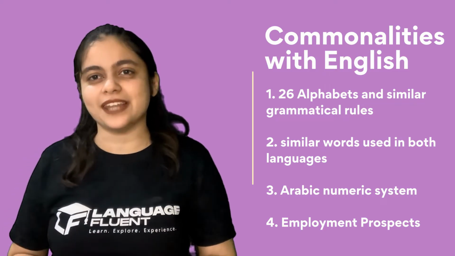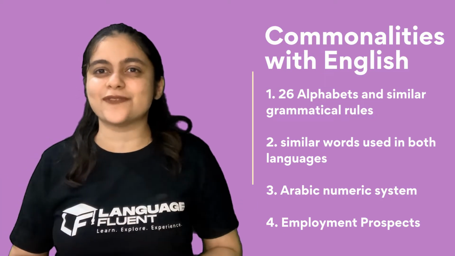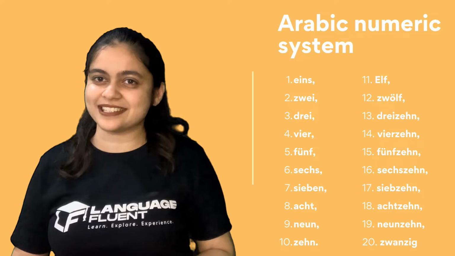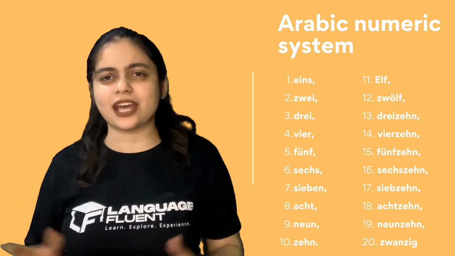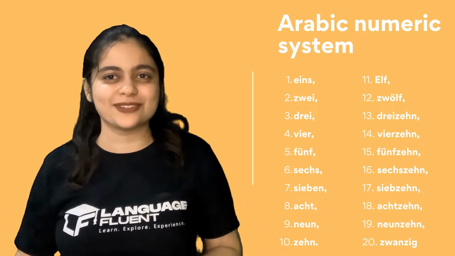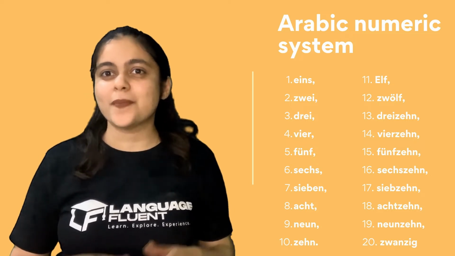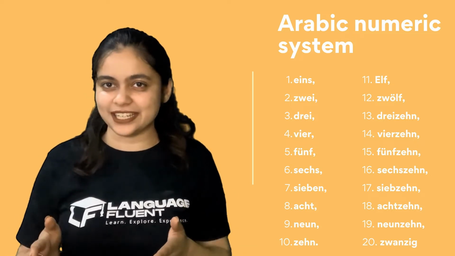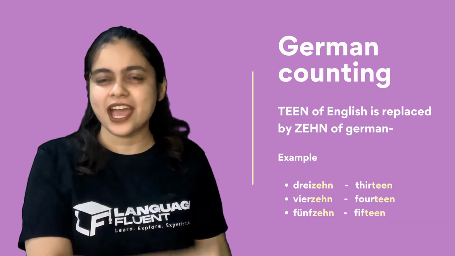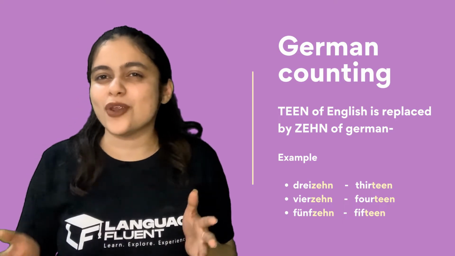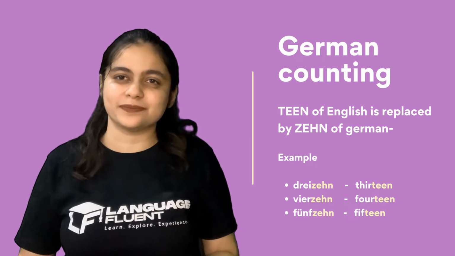Another very interesting similarity between English and German language is that both of these languages follow the Arabic numeric system. Yes, that's absolutely correct. For example, in English, the counting goes something like 1, 2, 3, 4, 5, 6, 7, 8, 9, 10, 11, 12, 13, 14, 15, 16, 17, 18, 19, 20. Now, in German, we follow quite the similar pattern. So the counting in German goes something like this.